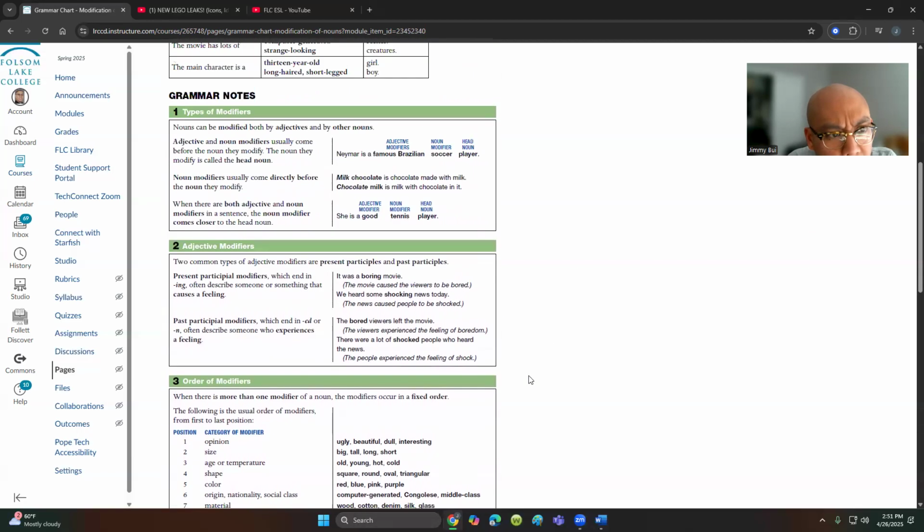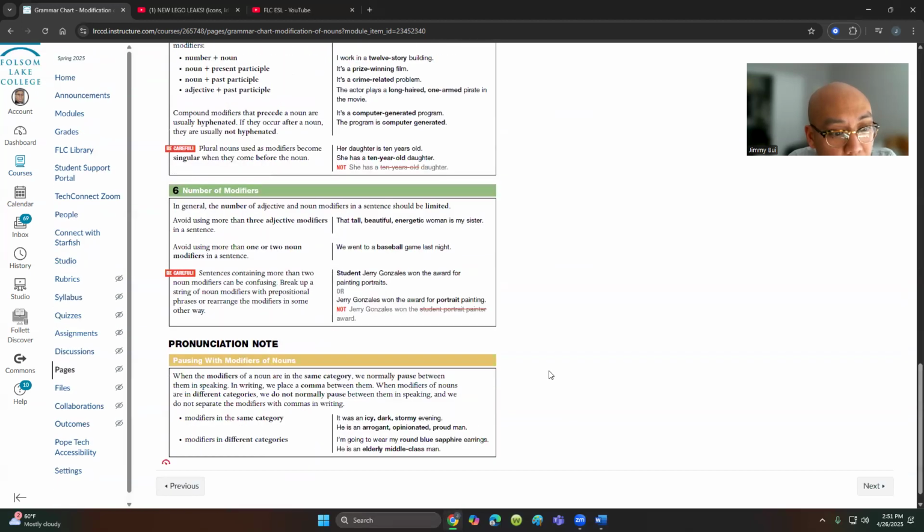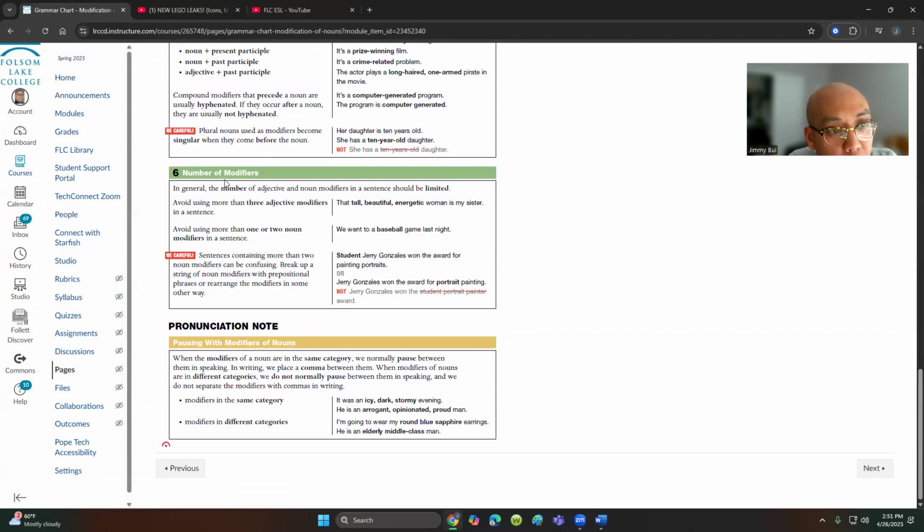And then a couple of things as far as advice. It is recommended not to use a number of modifiers, to avoid using more than three adjective modifiers. Usually three is the most. More than three is not necessarily unacceptable, but more common is two or three adjectives to describe a noun. And avoid using more than one or two noun modifiers.